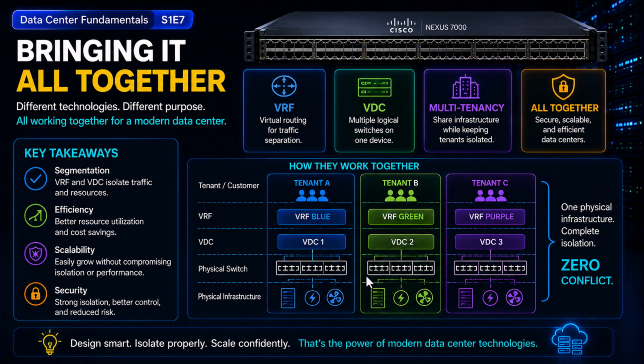The main benefits are better segmentation, stronger security, improved hardware utilization, lower costs, and easier scalability. The most important thing is to design the separations correctly. Virtualization provides flexibility, but engineers must still plan routing, security policies, resource allocation, management access, and failure domains carefully.